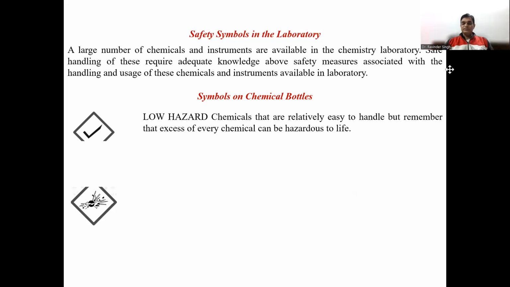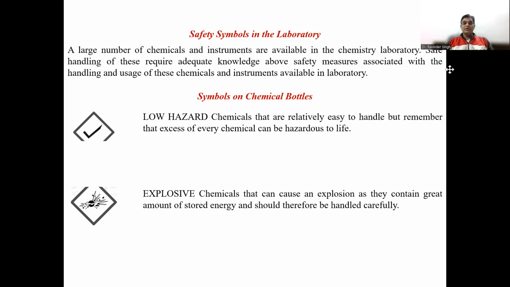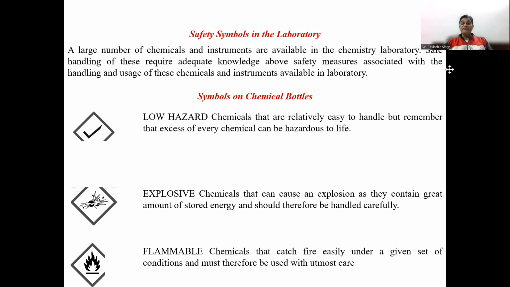The next symbol represents that the chemical is an explosive chemical that can cause an explosion. They contain a greater amount of stored energy and should therefore be handled carefully. The next symbol represents a flammable chemical, which can catch fire easily under a given set of conditions, and must therefore be used with utmost care.